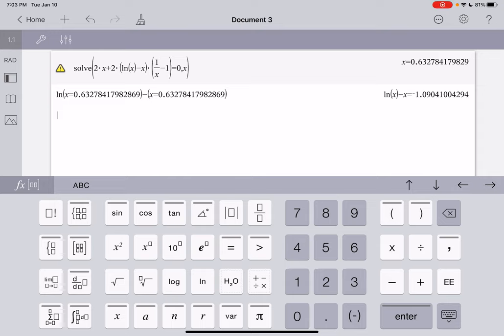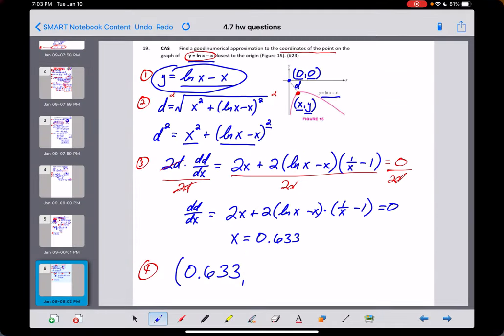And that gives us a y coordinate of negative 1.090. That looks a little strange, but I'm going to assume that's right. Again, that looks kind of reasonable. So let me write that down. Yeah, negative 1.090.